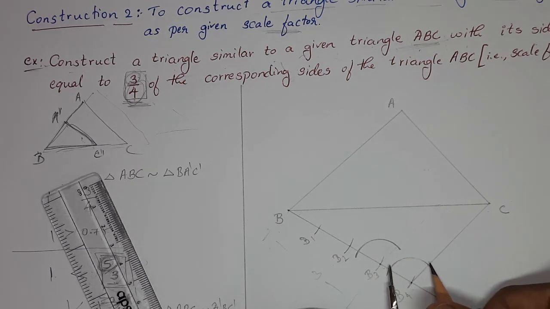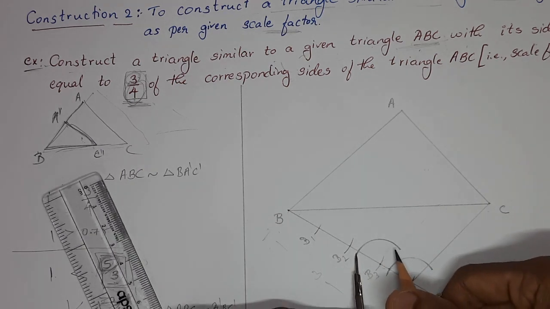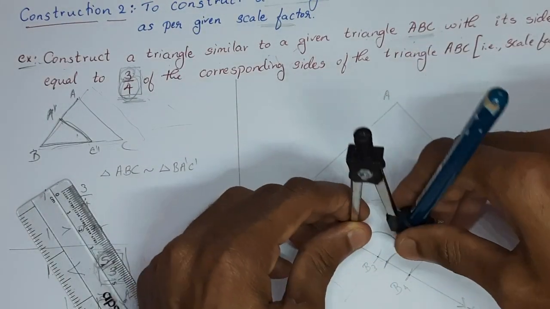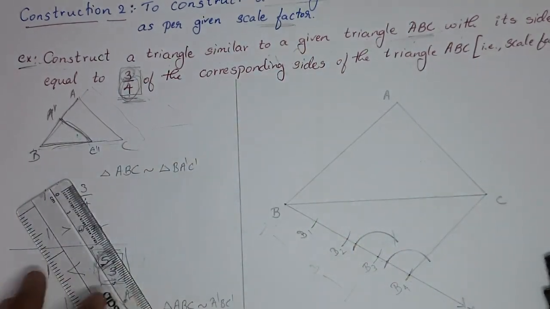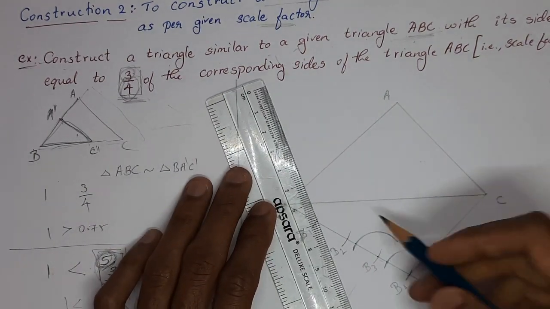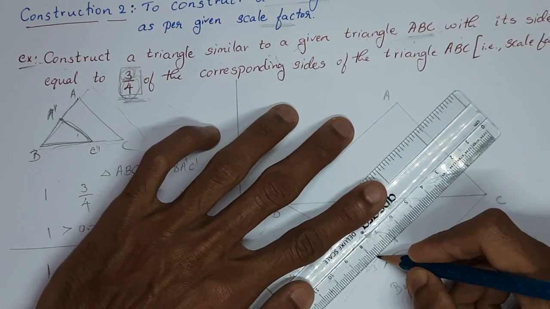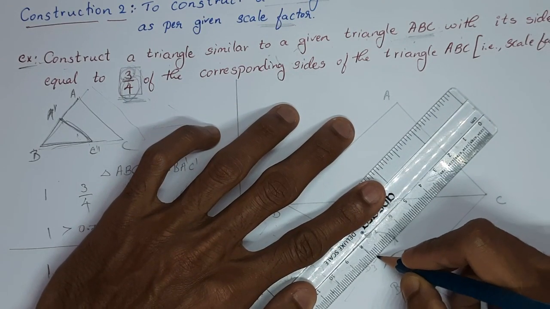So take the measurement. Similar thing you have to do here. On this point you have to keep the line segment you have drawn, similarly. So cut it here. Now you can see this is the point. This is B3 and this is the point. So join those two. It is similar to the line segment you have drawn.